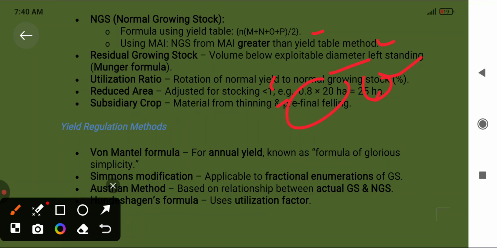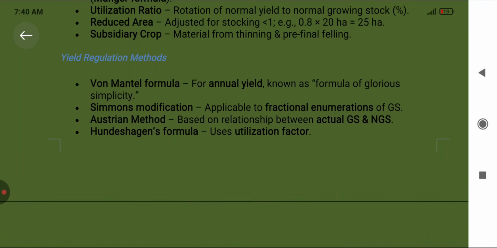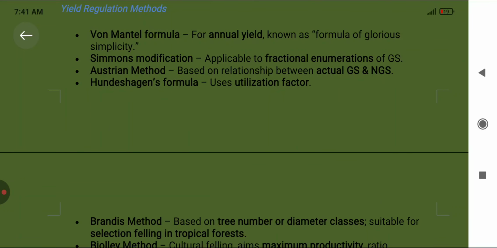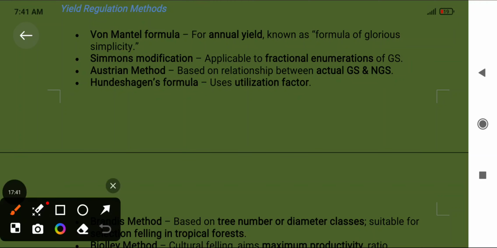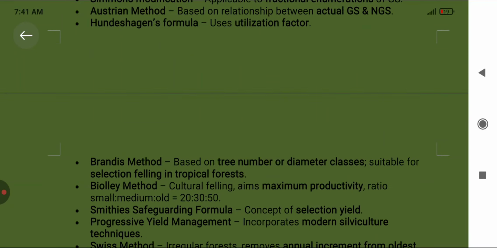Final felling, and the Von Mantel formula for annual yield, known as the formula of glorious simplicity. Simpson's modification is applicable to fractional enumeration of growing stock. The Australian method is based on the relationship between actual growing stock and normal growing stock, the 102nd formula, using a utilization factor.